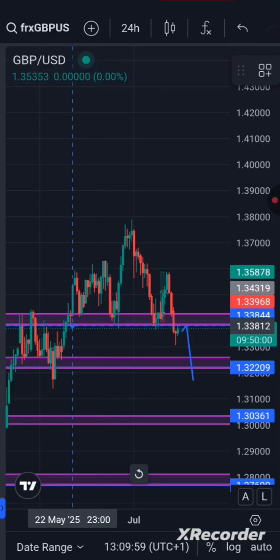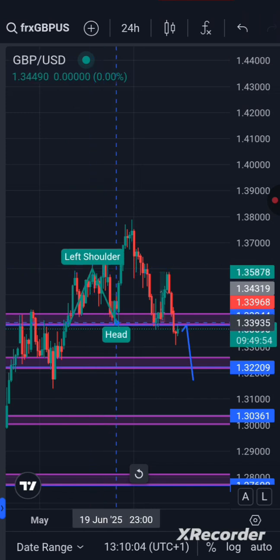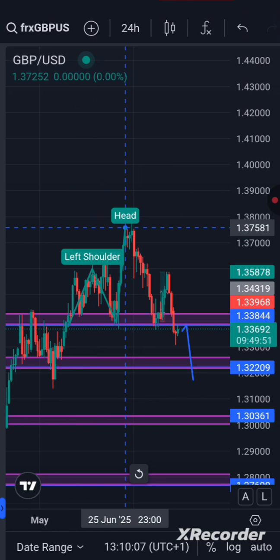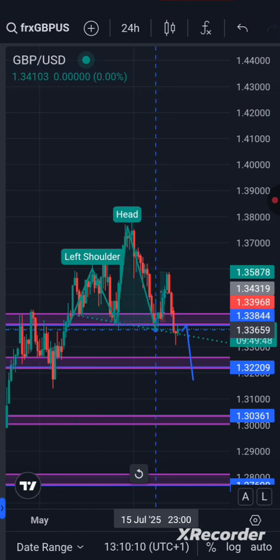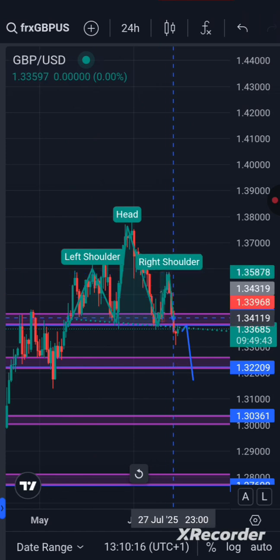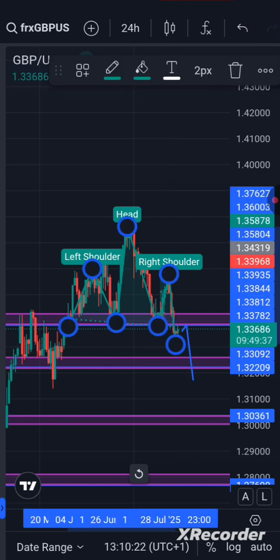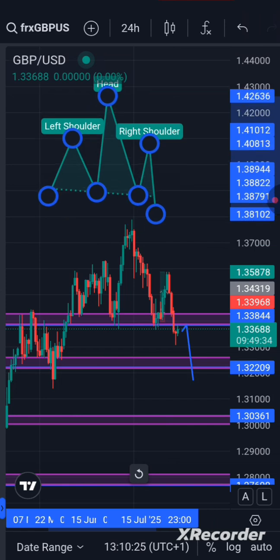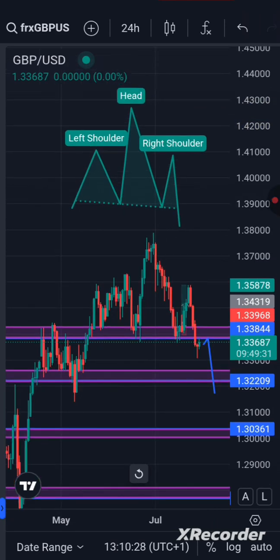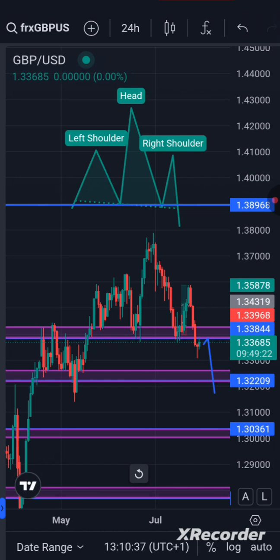Yeah, so you have the left shoulder, you have the head, this is the support here, so you have the right shoulder. So can you see, it breaks the support, telling us that it has changed from the bullish trend to a bearish trend. Can you see? So this is what I'm saying. It breaks below that blue line, that's the neckline. We call it the neckline, or the support. So it breaks below the support.